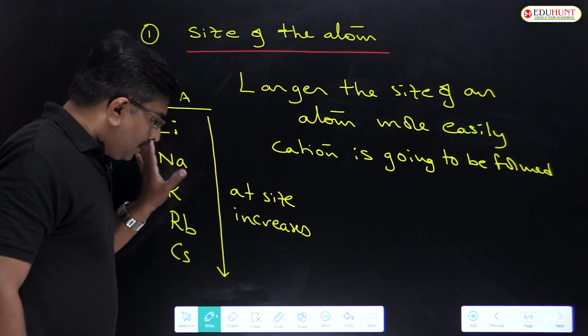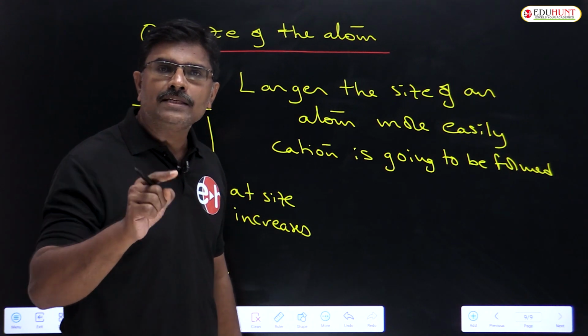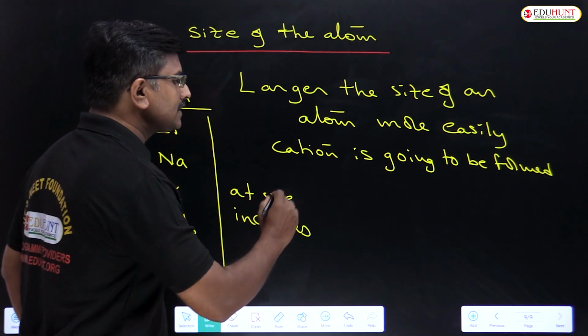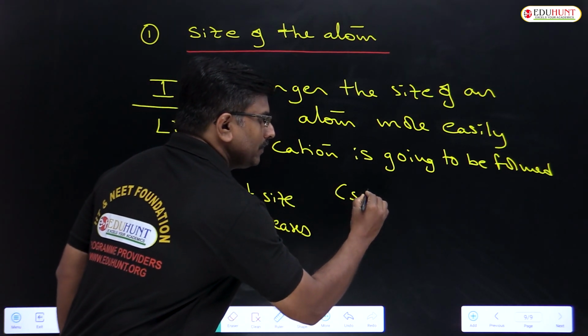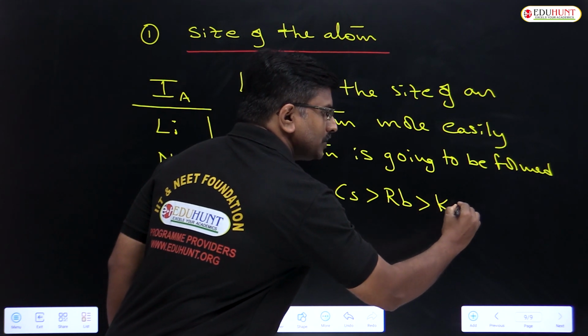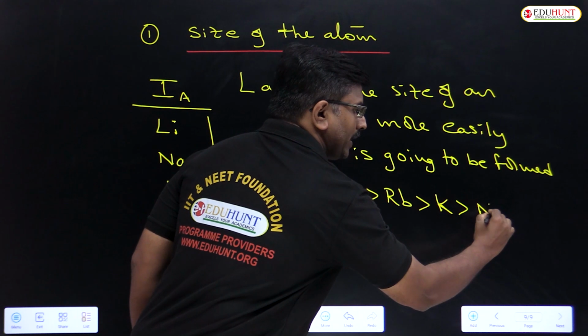Now what is our point? Larger the size, more easily the cation is going to be formed. That means if you write the size order, cesium is larger in size than rubidium, than potassium. Potassium is larger in size than sodium.